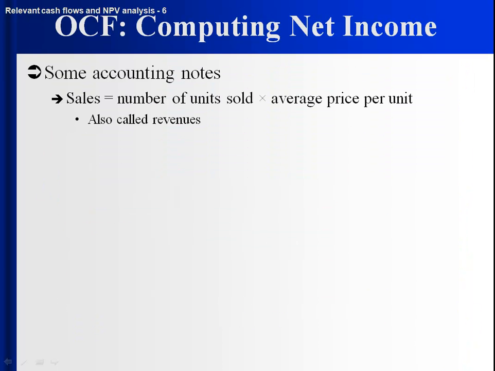A couple of accounting notes. Sales, revenues, it's just the number of units sold times the average price per unit. Suppose we sell 1,000 units and the average price is $40, then revenues would be 40,000.